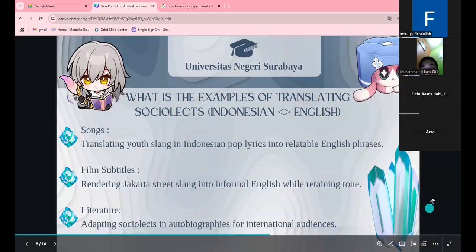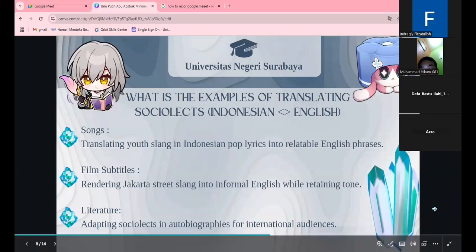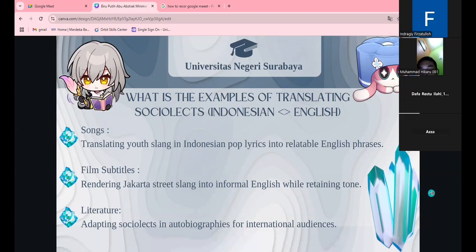By analyzing parallel corpora, like Indonesian novels and their English translations, translators can identify patterns. For instance, Indonesian honorifics like "Pak" and "Bu" are often replaced with "Sir" or "Ma'am" in English.